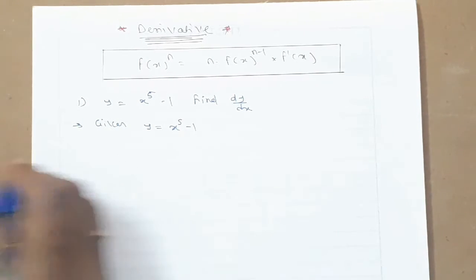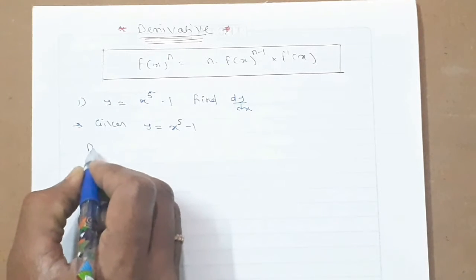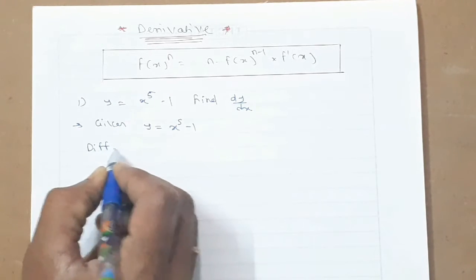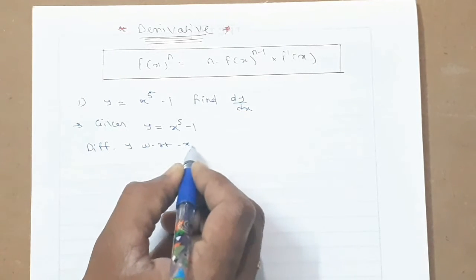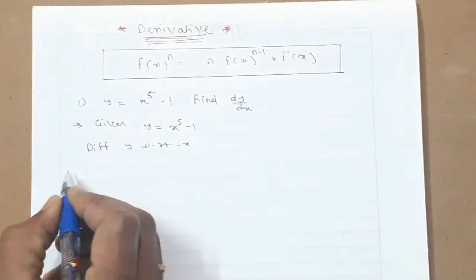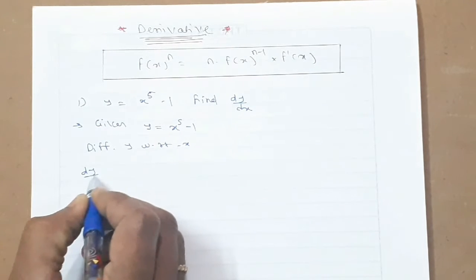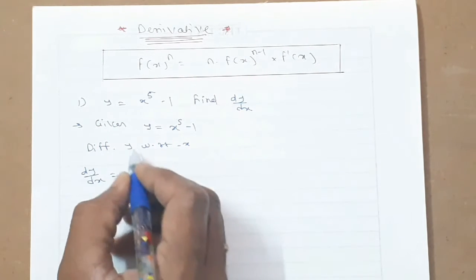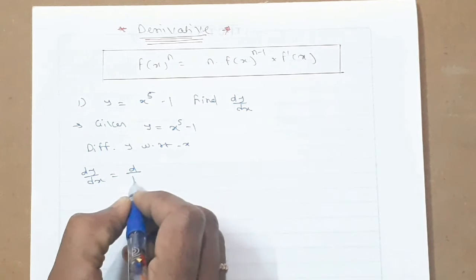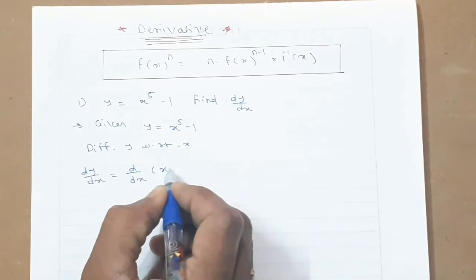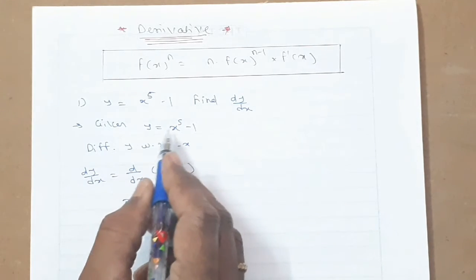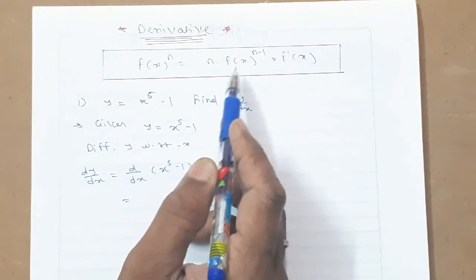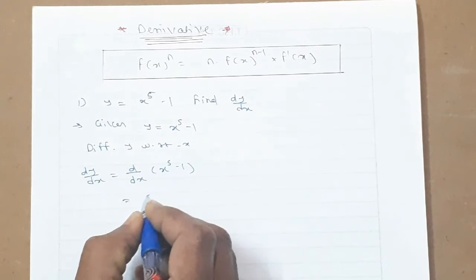So the first step will be the given data. While solving the sum in any exam, first we write the given data, then the second step will be to differentiate y with respect to x. So the differentiation of the function x to the power of 5 minus 1: here we use the formula n into x to the power of n minus 1.